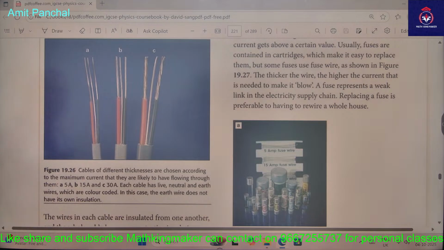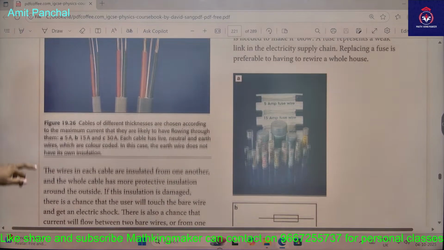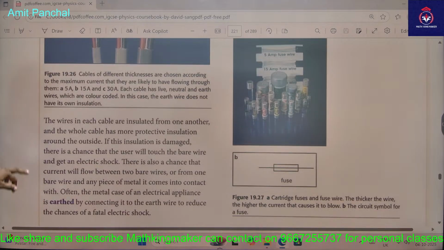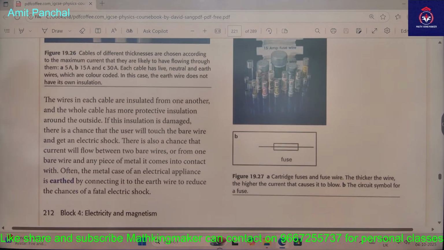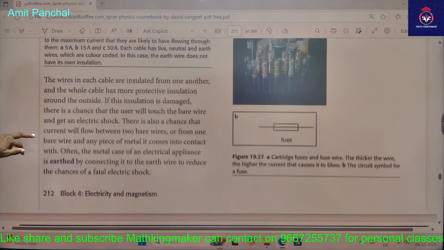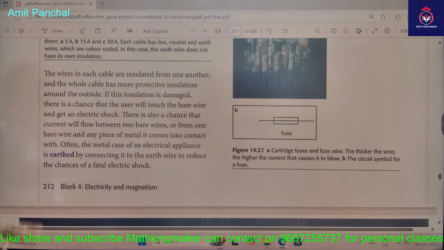The green one you can see; there are different color codings for that. The wires in each cable are insulated from one another, and the whole cable has more protective insulation as well. So around the outside it is insulated; if it is damaged, there is a chance that the user will touch the bare wire and get an electric shock. There is also a chance that current will flow between 2 bare wires, or from one bare wire to any piece of metal it comes into contact with.